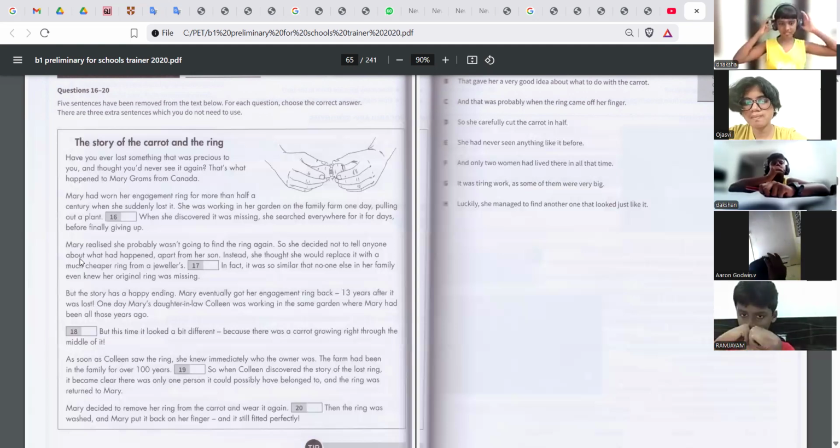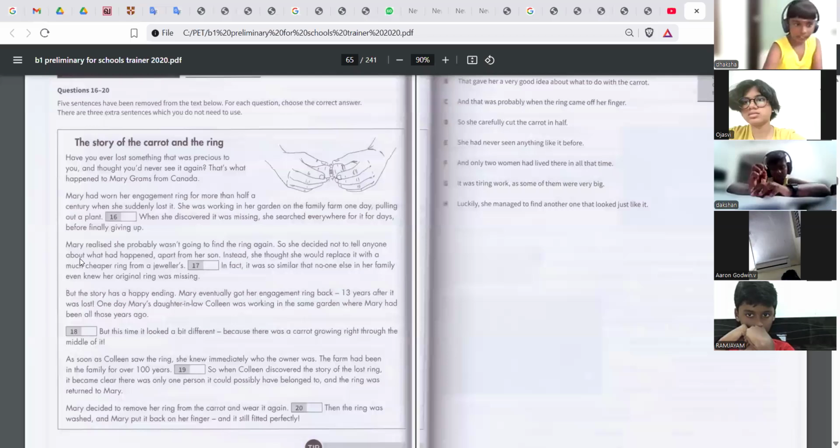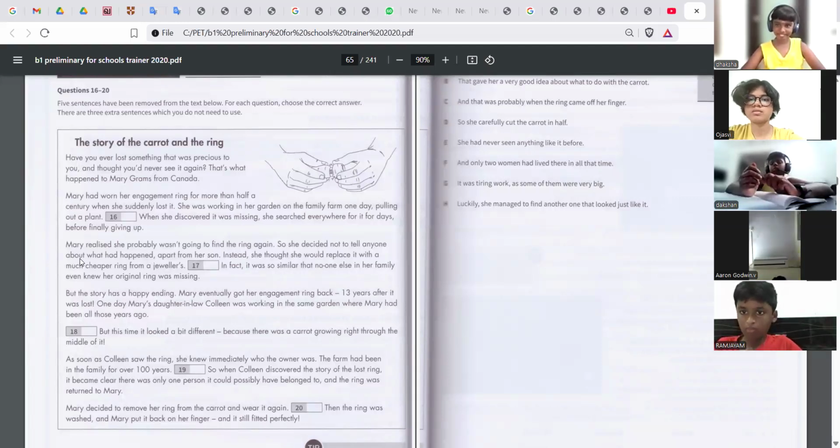Superb. Luckily, why is the author saying luckily? Sir, because she was able to find another one the same. Wow! Luckily, she managed to find another one that looked just like it. Superb. Just keep moving. It's not costly, but it looks like it. Just keep moving. Yes, sir.